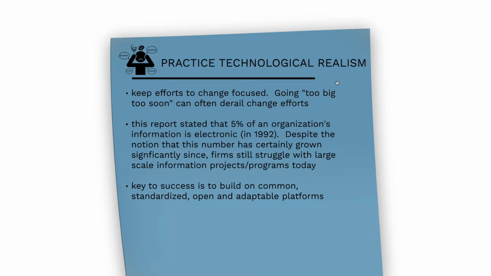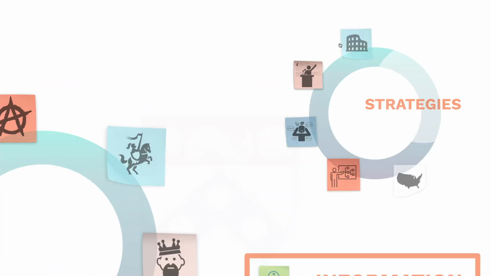Now, this report was issued in 1992, and at that time stated that 5% of an organization's information was electronic. I suspect in 2019 that number has certainly grown significantly. I'm generally in agreement with the authors here that firms still struggle with large-scale information projects and programs today. The key to success here is to build on common, open, and standardized platforms.